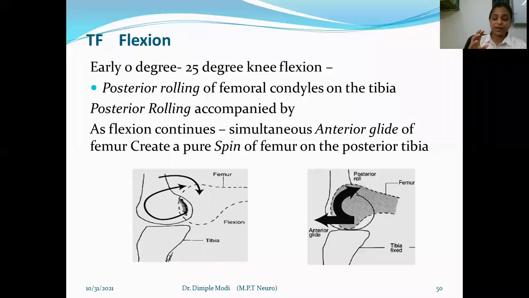Fine. For example, during squatting the tibia is fixed and the femur is moving. When the femur moves in flexion, there will first be posterior rolling, followed by anterior gliding. And in extension, when the person comes from squatting to a standing position, there will be anterior rolling and posterior glide.